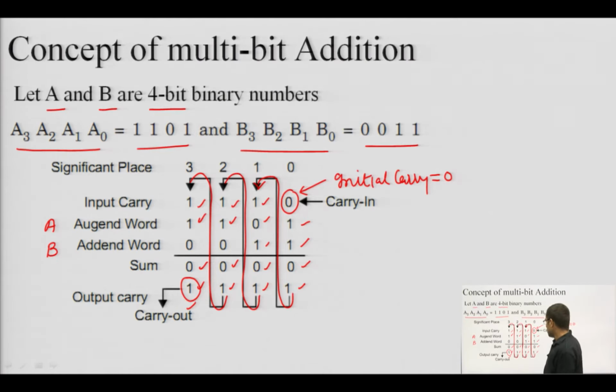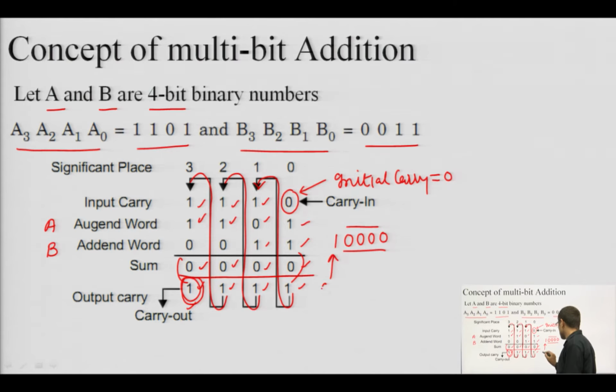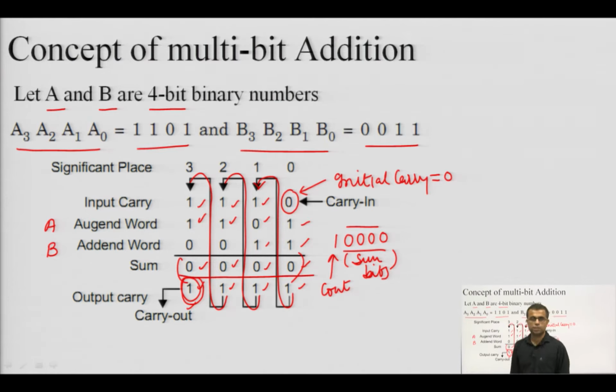So, the answer becomes, this is my sum and this is my final carry. So, the answer is 1 followed by 4 zeros, 1 0 0 0 0. So, these are the sum bits as we can see here, and this is my final carry, which is going to be retained as a part of the sum. So, this is my C out and these are the sum bits. Okay. So, in this way we can perform multi bit addition.